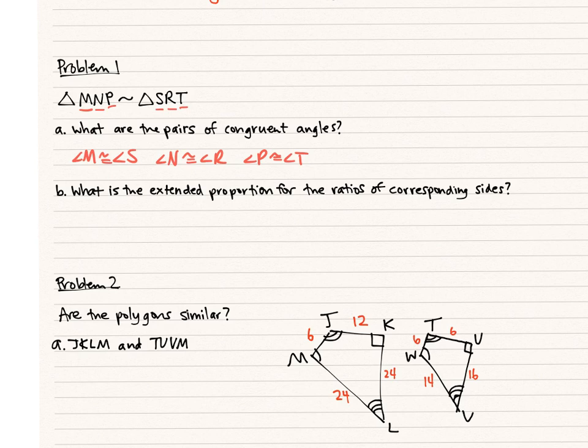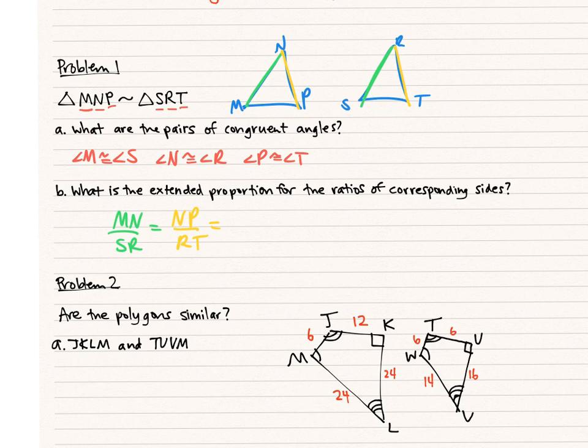And then what is the extended proportion for ratios of corresponding sides? Again, this might actually make more sense if we draw the triangles. M and P and S, R, T, and you can actually see the sides here. MN divided by SR is going to be equal to NP divided by RT, which is going to be equal to MP divided by ST. Okay. So let's look at this next problem too.